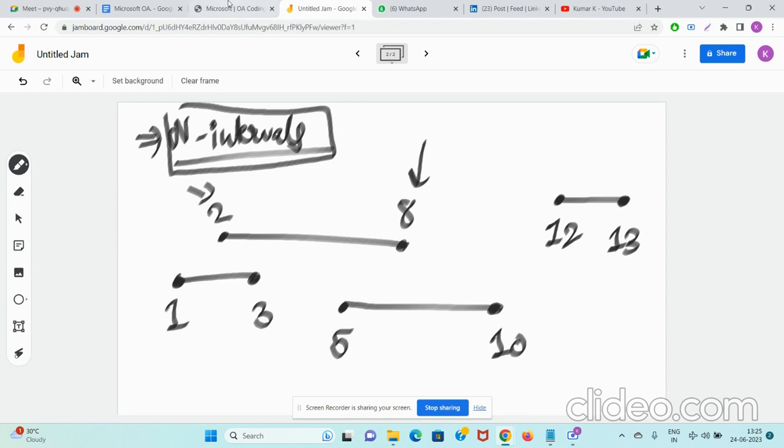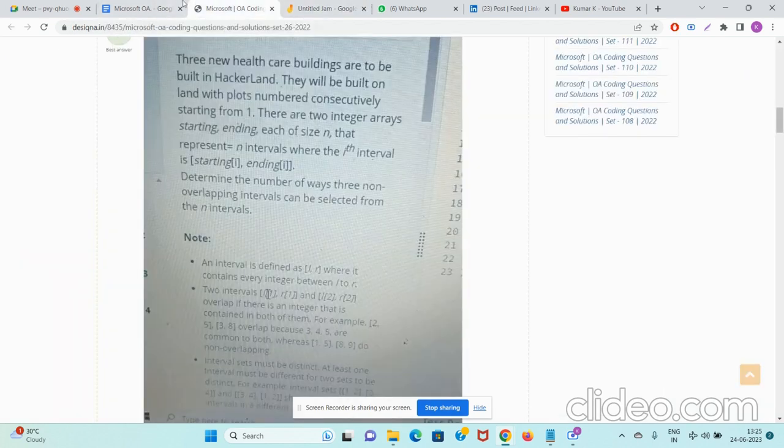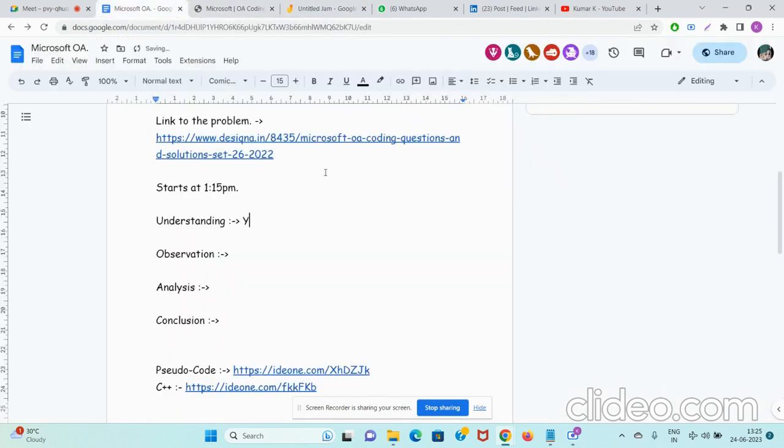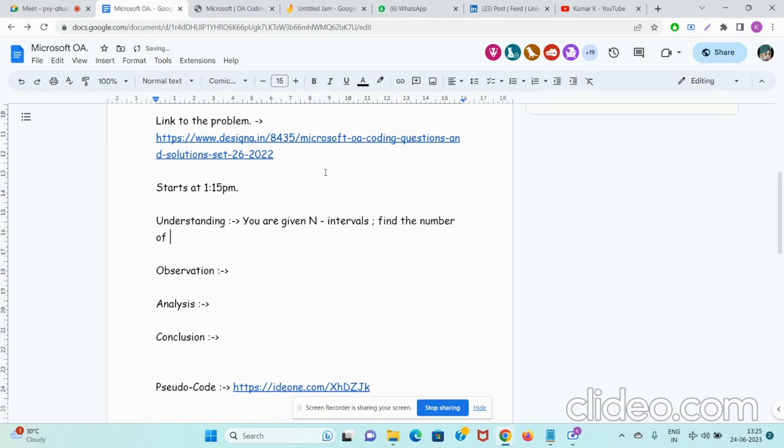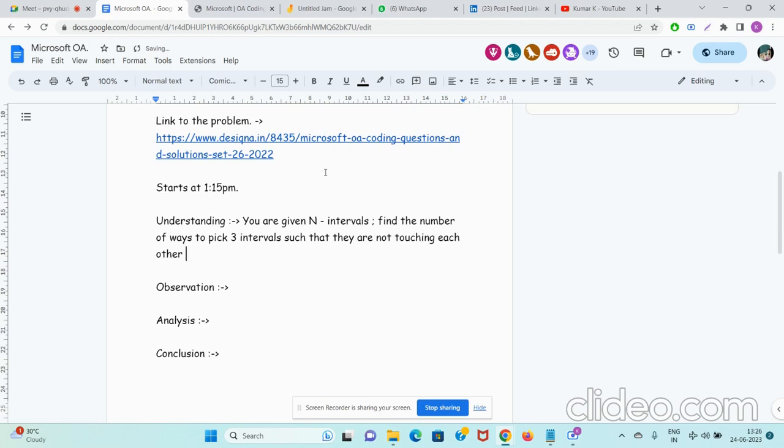So guys, understanding of the question should be clear. They are telling us you are given n intervals. Find the number of ways to pick three intervals such that they are not touching each other. Not touching each other, guys. That's it. Okay, the job is done. They're telling you that we give you n intervals. Find the number of ways to pick three intervals such that they are not touching each other.